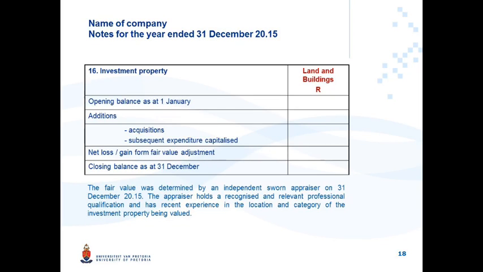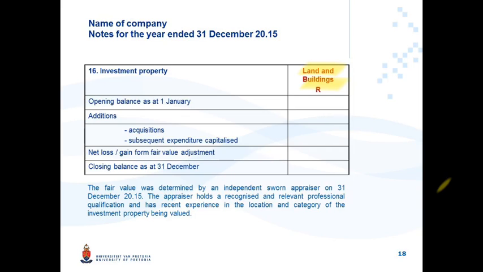This is an example of your investment property note when you apply the fair value model. Please note, fair value is usually determined for the property as a whole, and the fair value therefore includes the value of the land and the buildings. Therefore, you only have to show one column. It will be incorrect to show two columns.